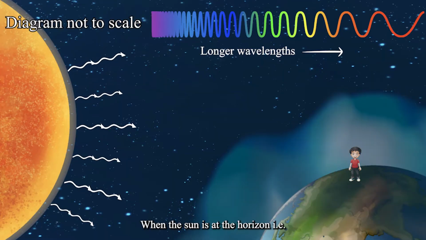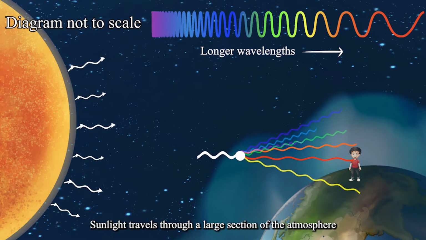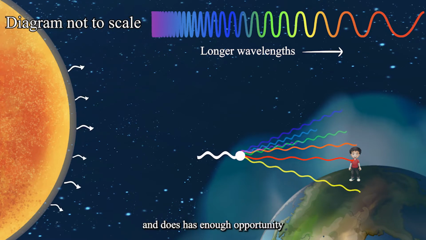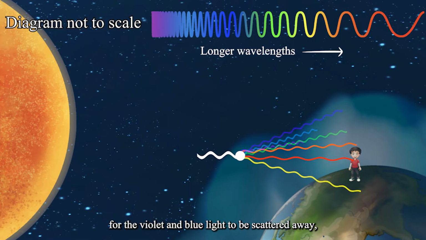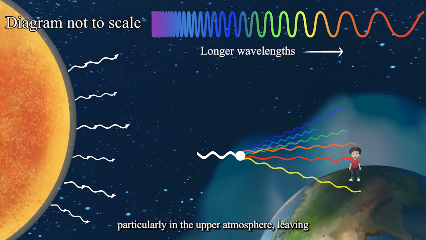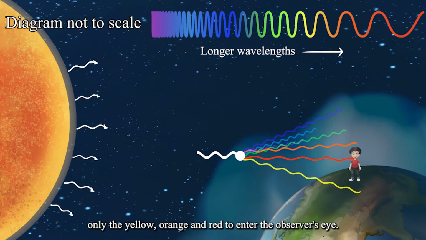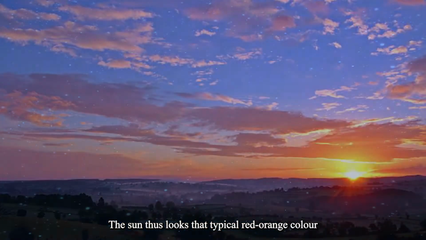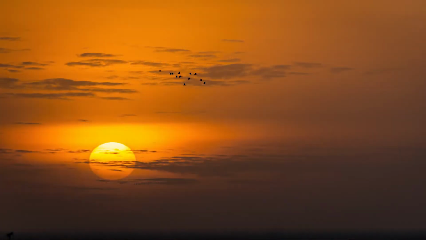When the sun is at the horizon, that is, at sunrise and sunset, sunlight travels through a large section of the atmosphere and thus has enough opportunity for the violet and blue light to be scattered away, particularly in the upper atmosphere, leaving only the yellow, orange, and red to enter the observer's eye. The sun thus looks that typical red-orange color at sunrise and sunset.